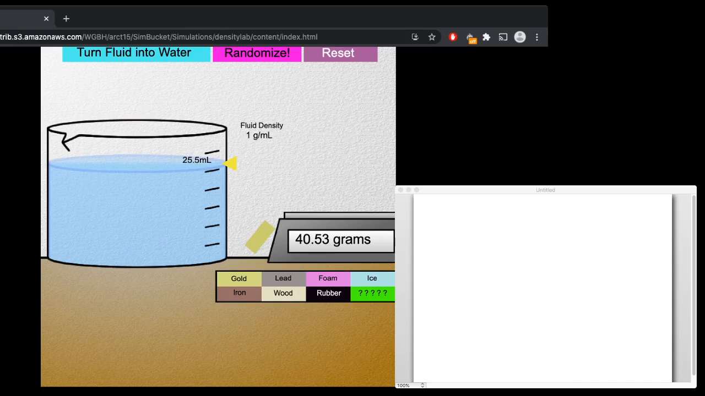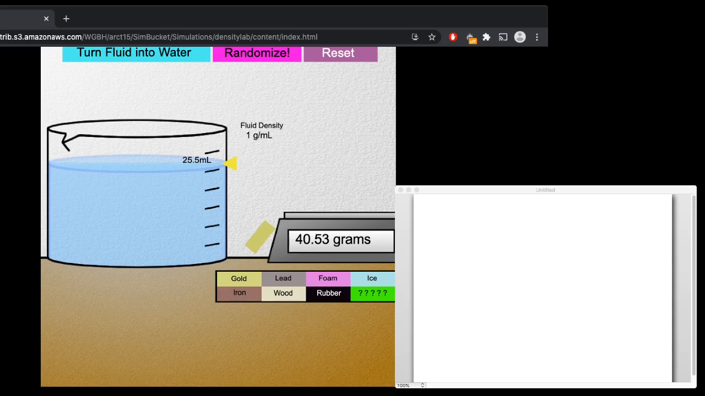So what you guys are going to do today is you're going to go to this website, and you are going to find each of these objects here down on the lower right hand corner. So you have gold, you have lead, foam, ice, iron, wood, rubber, and even a mystery item. And you're going to find each of these densities.